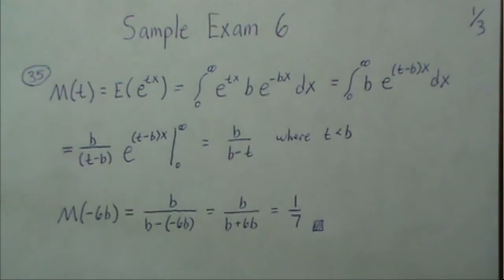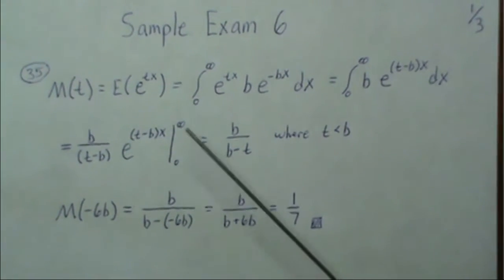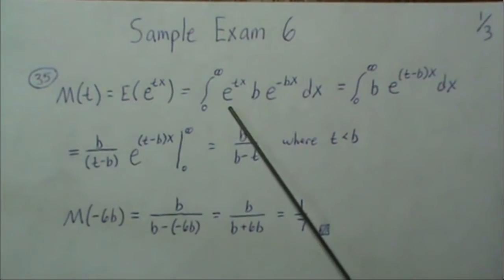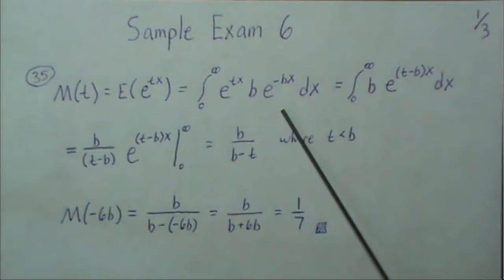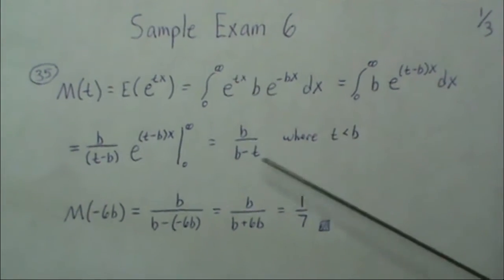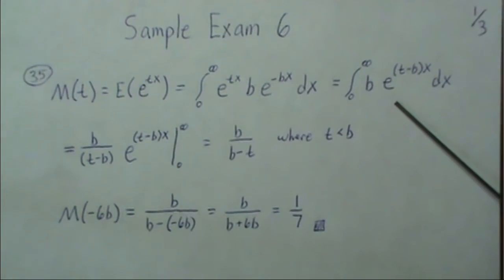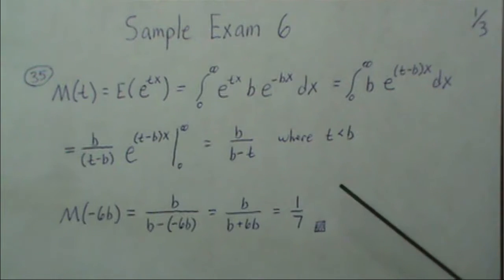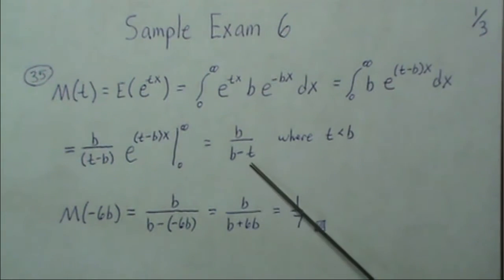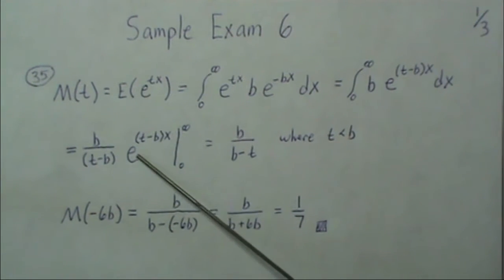So problem 35, we need to find the moment generating function, and that is defined as the expected value of e to the tx, which then you plug it in. This is our density. Integrate from 0 to infinity. Well, actually first we combine the e's and then we integrate. And notice, then we integrate, and the limits of integration, this only exists when t is less than b. So then you plug in infinity, you get 0.